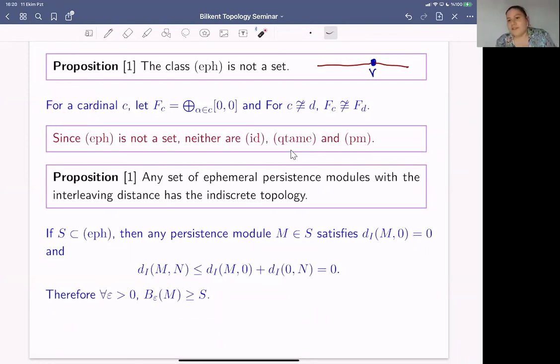We consider cardinal numbers. For any cardinal, we can construct an ephemeral persistence module. And if two cardinals are not isomorphic, then their corresponding persistence modules are not isomorphic. And you know, the class of cardinal numbers is a class, not a set. But your idea is, I guess, better than ours, because it's really nice and simple.